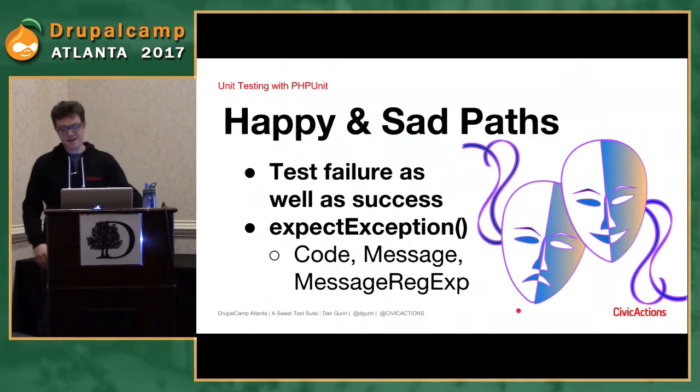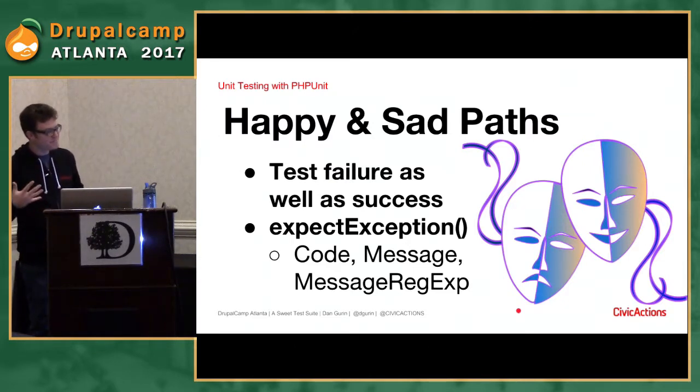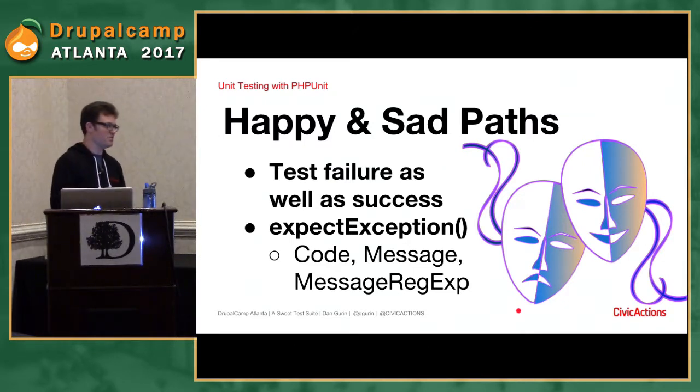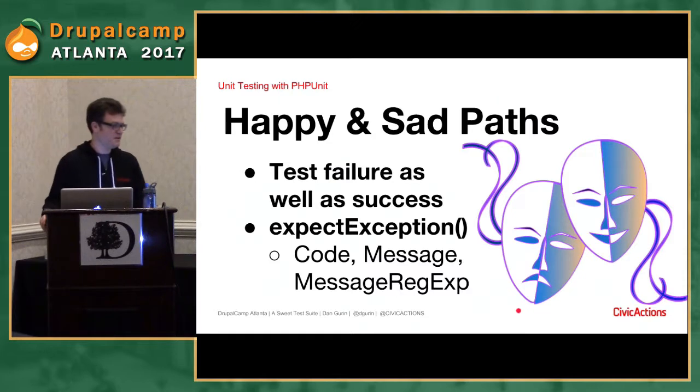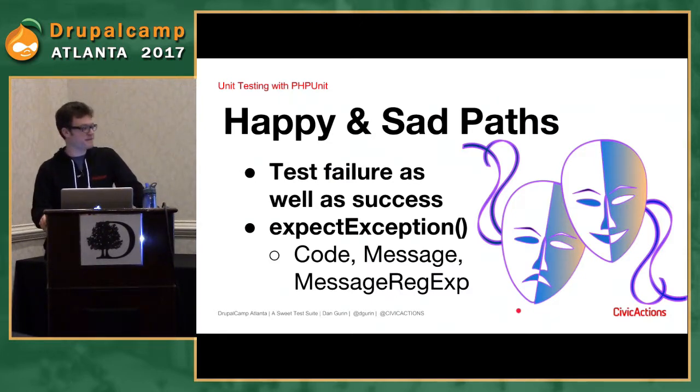So, doing happy and sad paths. It's a good idea to do this. Typically people just test the happy paths, the things that they expect to happen, but you want to test that failures fail also. There's an expect exception that's good for this.